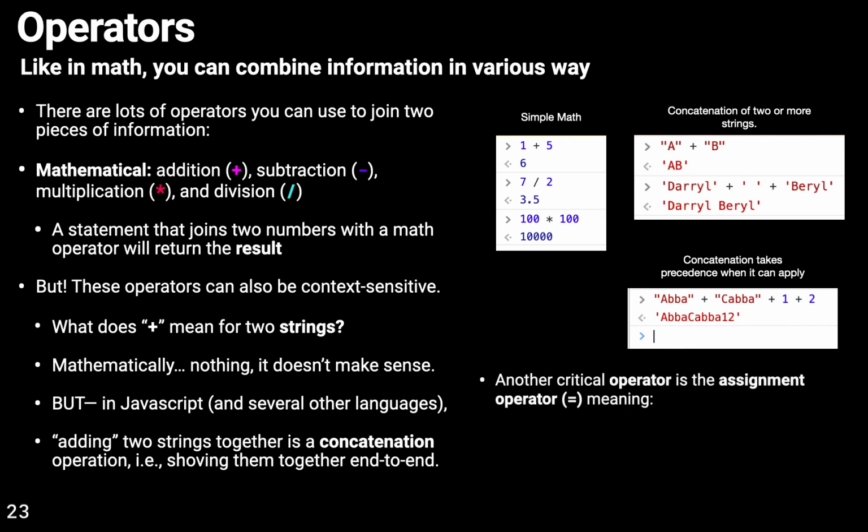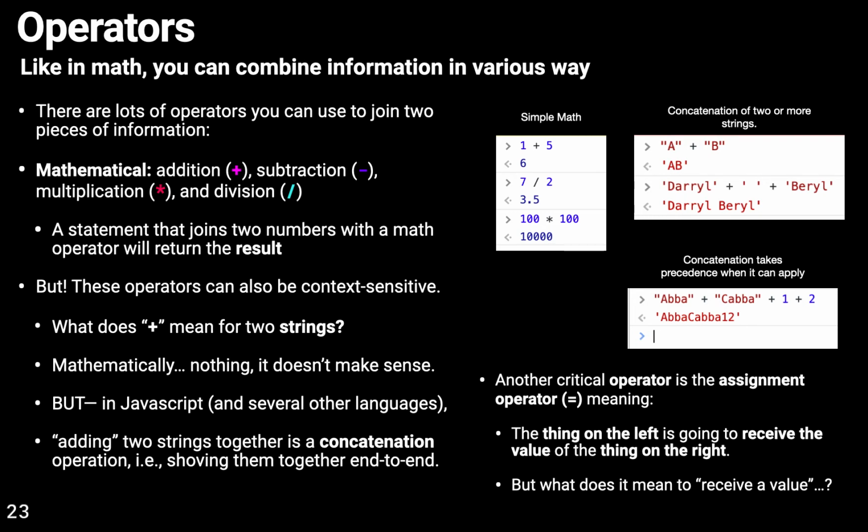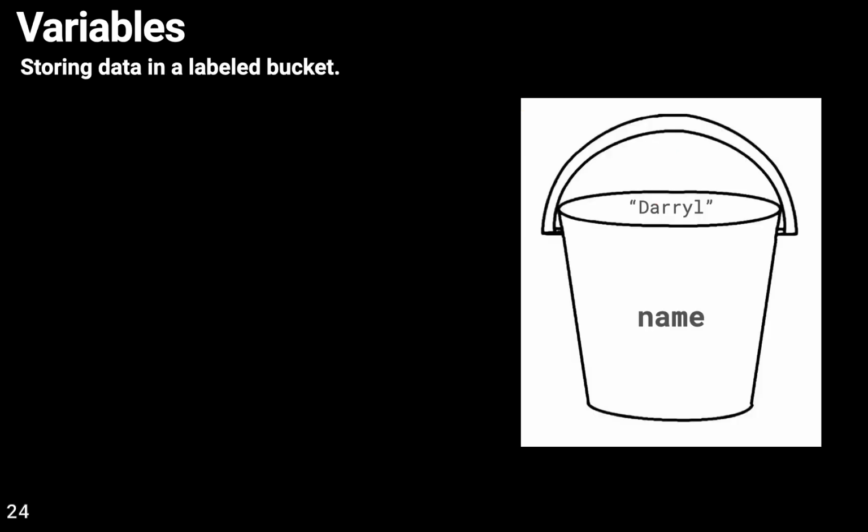There's one more operator that will become very useful in a moment, and that is the assignment operator, the equals sign, which means the thing on the left is going to receive the value of the thing on the right. But what does it mean to receive a value? Okay, we're going to get into variables now. And some of you've already got it. You know what I mean already. But this one can be a real stumbling block. I think people forget that the simple stuff is sometimes hard to grasp. So let's go through it carefully.